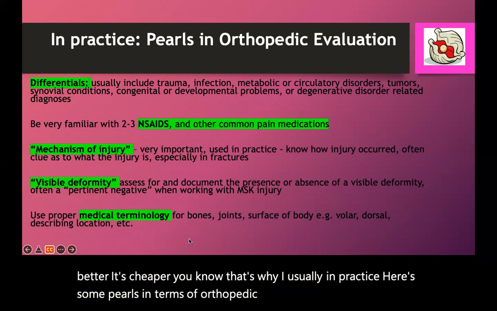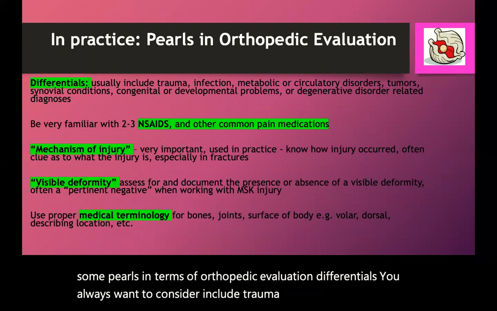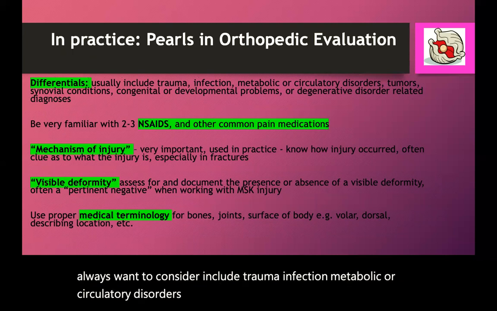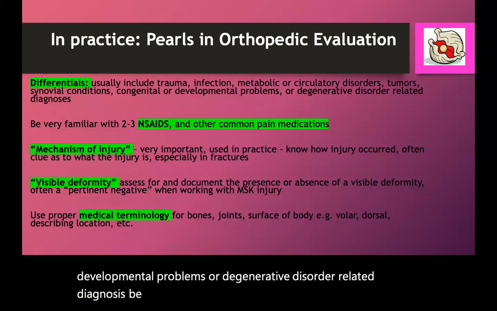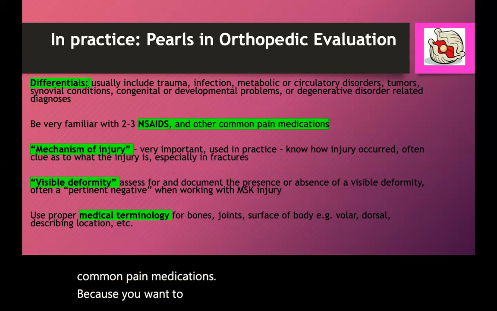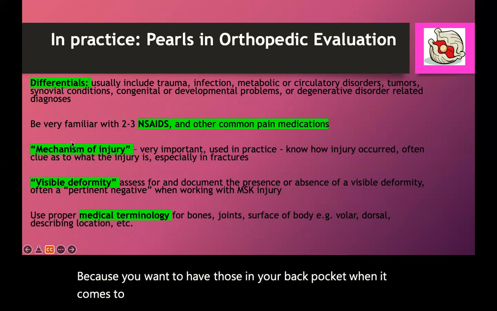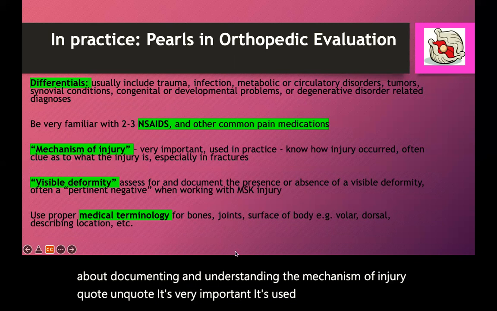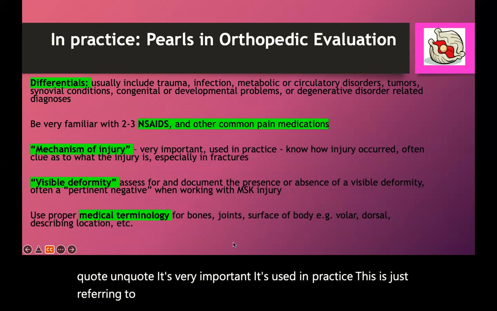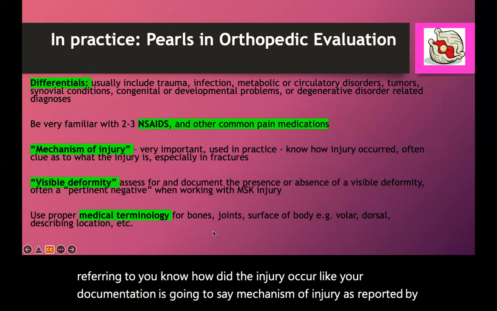Differentials you always want to consider include trauma, infection, metabolic or circulatory disorders, tumors, synovial conditions, congenital or developmental problems, or degenerative disorder related diagnoses. Be very familiar with 2 to 3 NSAIDs and other common pain medications because you want to have those in your back pocket when it comes to prescribing. You also want to make sure you're very clear about documenting and understanding the mechanism of injury. It's very important. It's used in practice. This is just referring to how the injury occurred. Your documentation is going to say mechanism of injury as reported by patient, and so on.